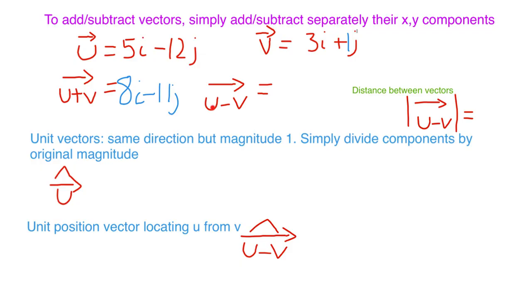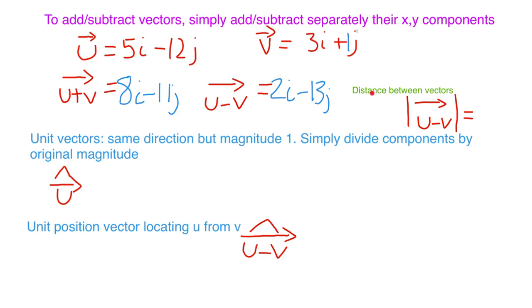On the other hand, u minus v, this vector subtract this vector, we just go x component minus x component. So 5 minus 3 is 2. We put an i after the x component, and then minus 12 subtract 1 is -13. We always put a j after the y components.